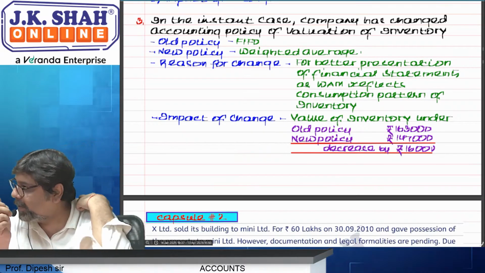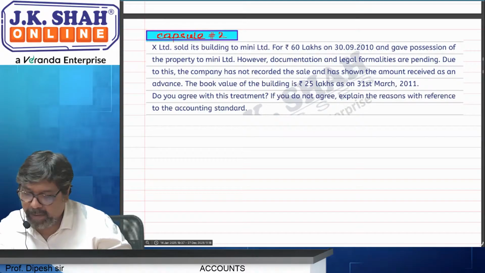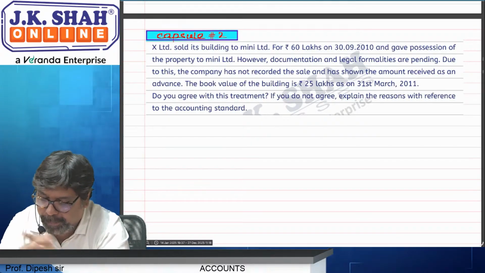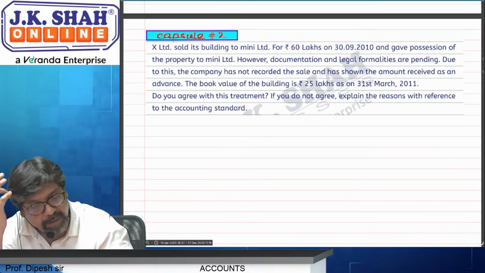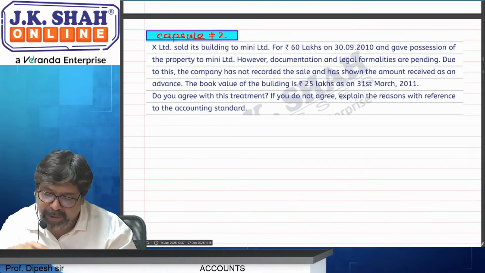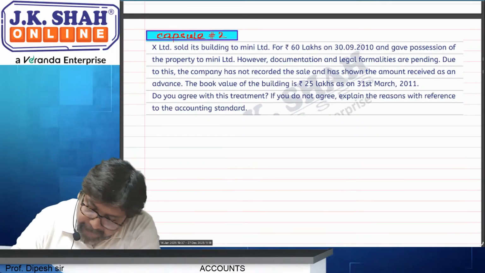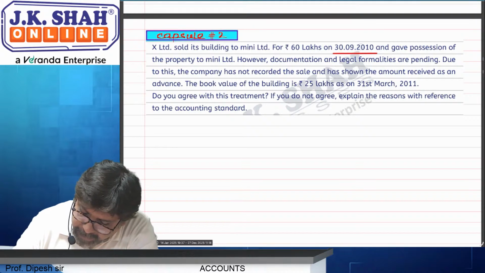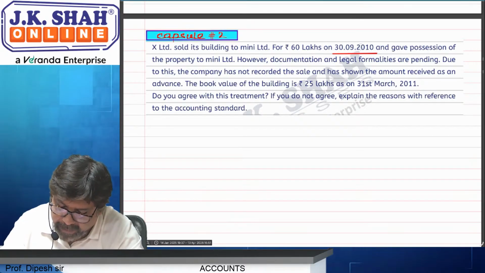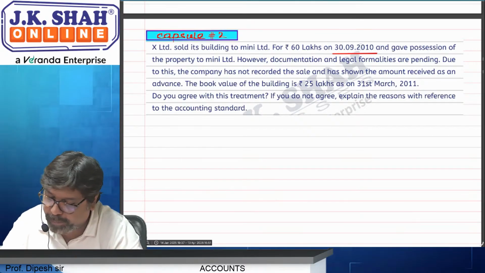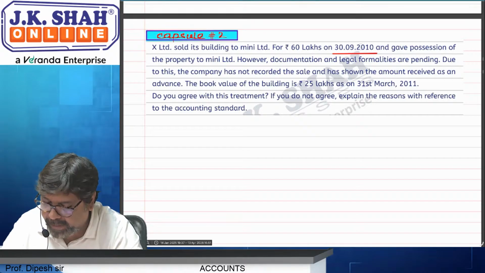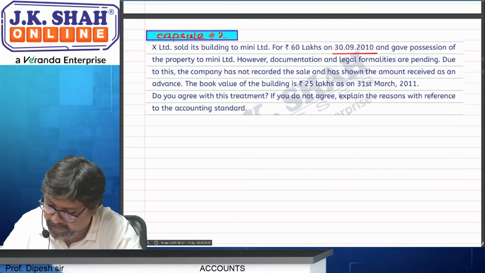Now, chalo? Yes, no. Capsule 2. X sold its building to Mini Limited for 60 lakhs on 30th of September 2010 and gave the possession of the property to Mini Limited. However, documentation and legal formalities are pending. Due to this, the company has not recorded the sale and has showed the amount received as an advance. The book value of the building is 25 lakhs on 31st of March 2011.